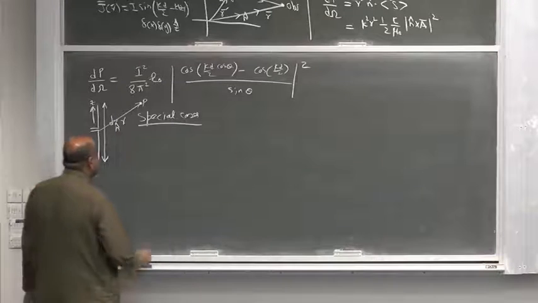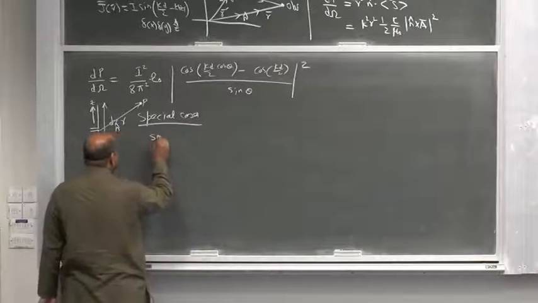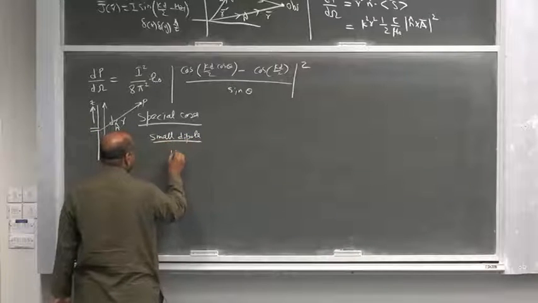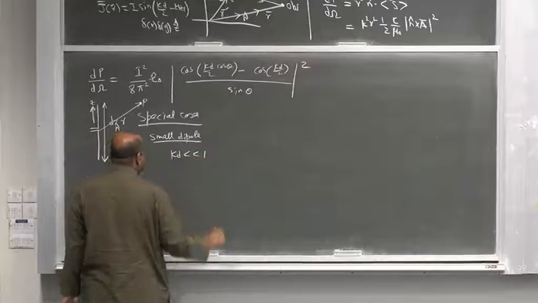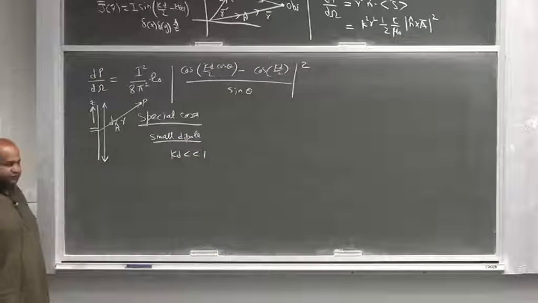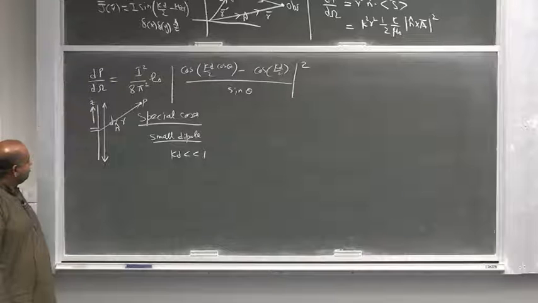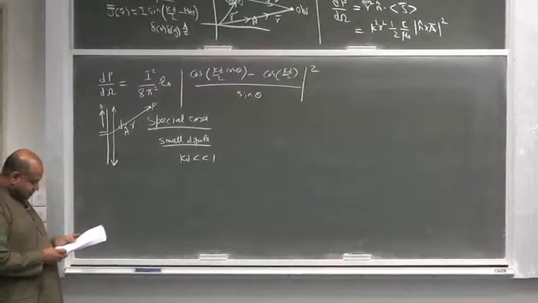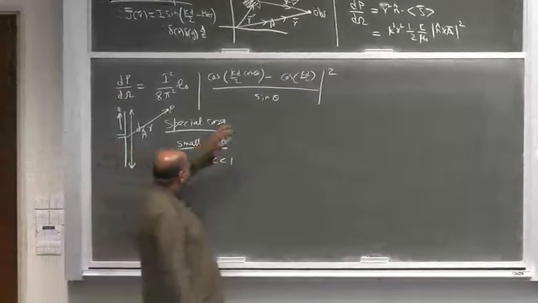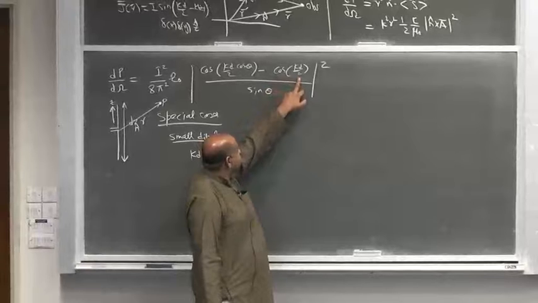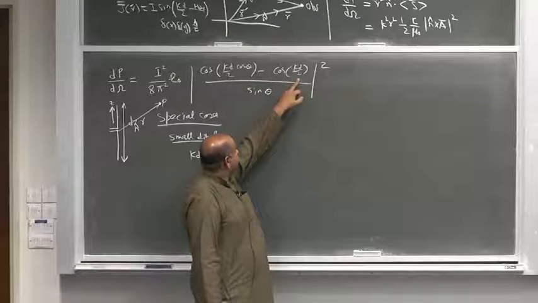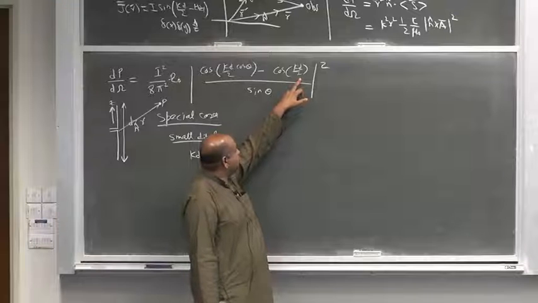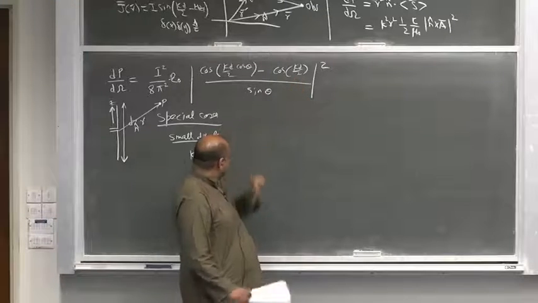So the first special case we discussed was of a small dipole, that is D is much smaller than wavelength. So when kD is much smaller, we can approximate this cosine function as 1 minus this thing squared, and the squared term you can then expand with a Taylor series.